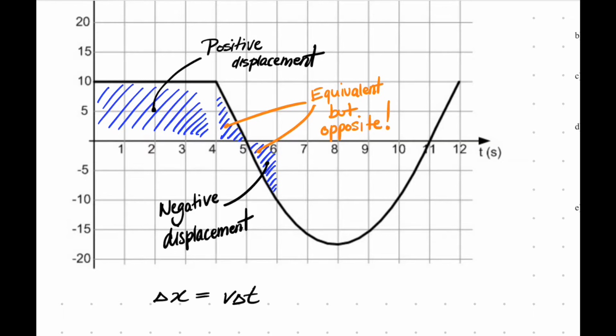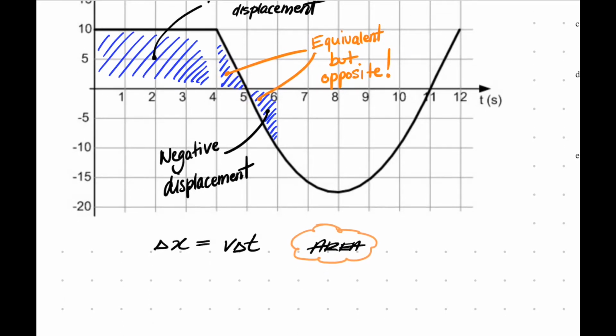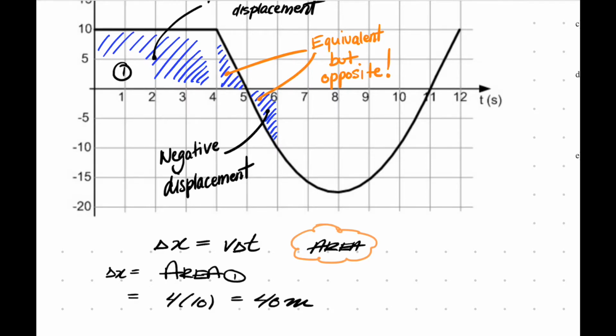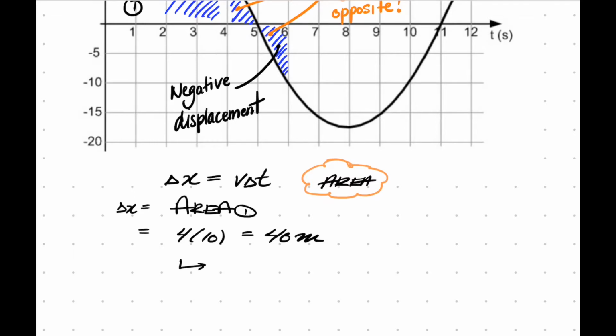Notice that our two triangles have the exact same area, because the base is 1 and the relative height is 10, but one will give positive area and one will give negative area. So they cancel each other out. I'll call area 1 just the simple rectangular shape between 0 and 4 seconds, and we'll calculate that area to be 40 meters. Therefore, if we initially started at the 30-meter mark, and we add the 40 meters we've displaced, we end up at 70 meters.